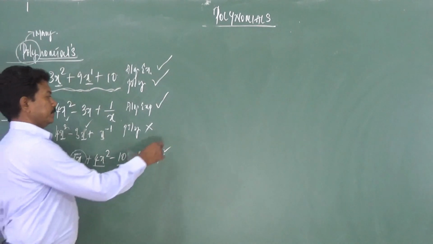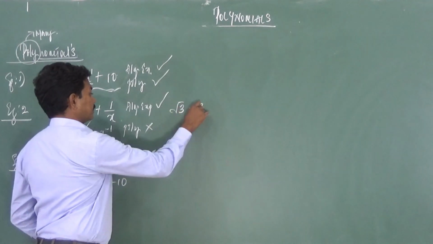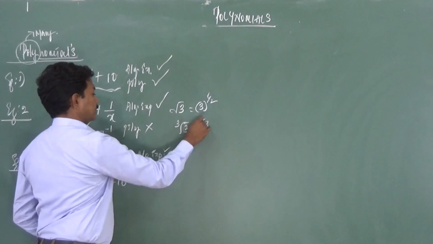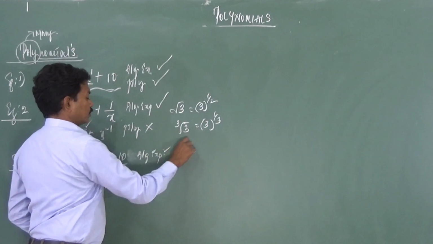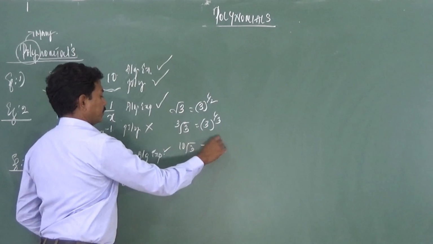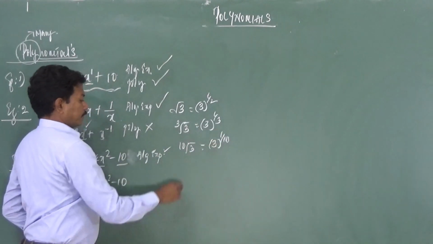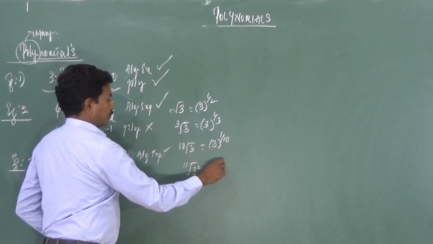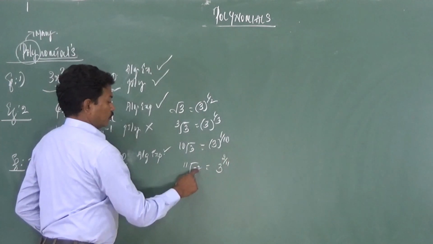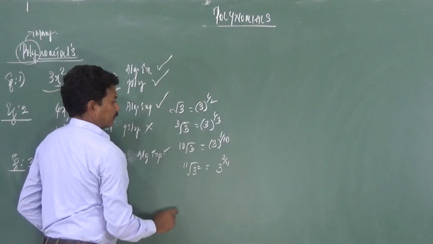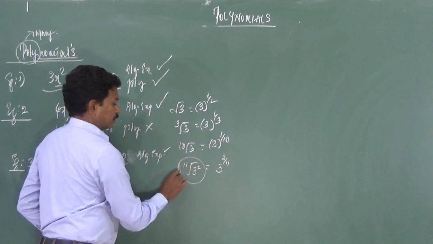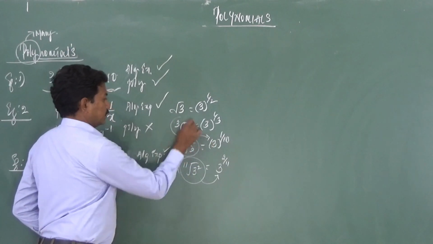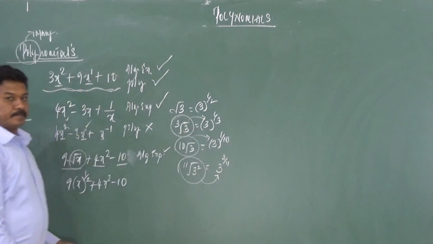For example, if root 3 is there, this can be written as 3 to the power 1 by 2. If cube root of 3 is there, this can be written as 3 to the power 1 by 3. 10th root of 3 can be written as 3 to the power 1 by 10. If 11th root of 3 square is there, this can be written as 3 to the power 2 by 11. 2 comes to the numerator and 11 comes to the denominator. So, this is the surd form, this is the exponential form.